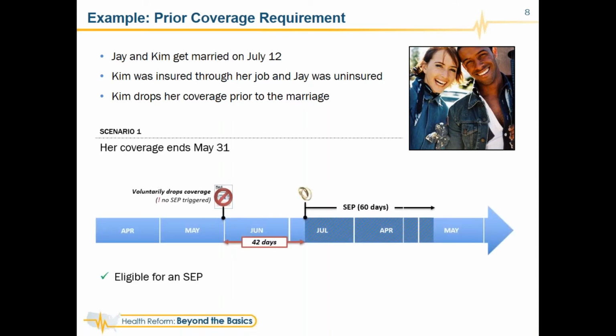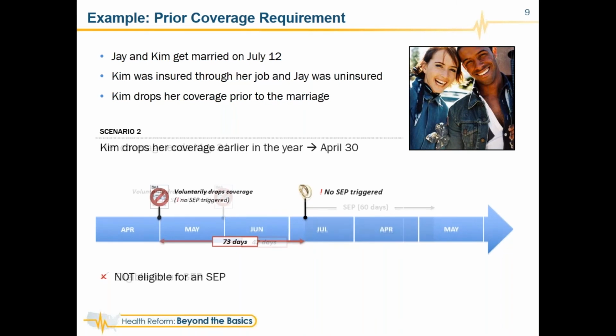Let's say that Kim dropped her employer plan at the end of May. She had coverage at least one day in the 60 days prior to her marriage, so both she and Jay are eligible for this SEP. But let's say she dropped her plan earlier in the year, at the end of April. She did not have any coverage during the 60 days before her marriage, and Jay is uninsured during this entire time, so the marriage does not trigger an SEP in this case.